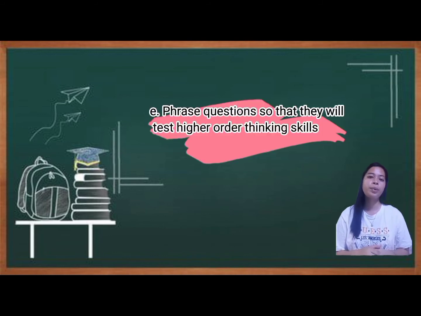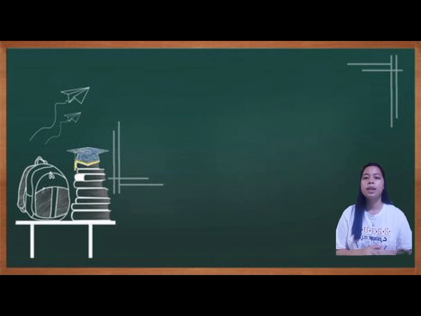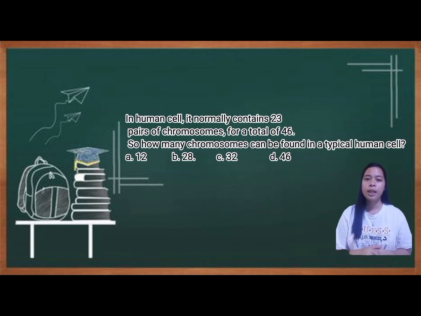Last but not the least is to phrase questions so that they will test higher order thinking skills. Non-example. In a human cell, it normally contains 23 pairs of chromosomes for a total of 46. So, how many chromosomes can be found in a typical human cell? A. 12, B. 28, C. 32, D. 46. The answer was right away given with a statement, which makes it much easier to identify the rightful answer. So we must revise this one.